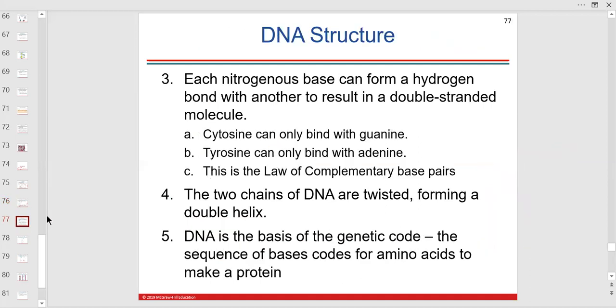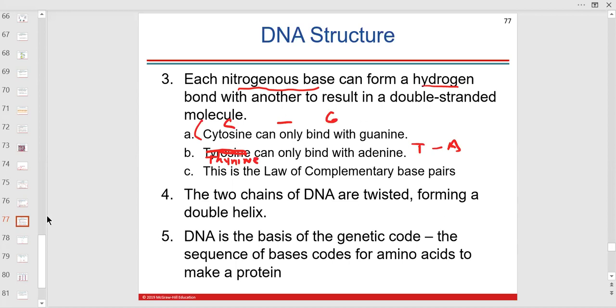Okay, so the nitrogenous bases have a hydrogen bond between the other base. So C to G, and A to T, T to A. But guess what? There's a little bit of a mistake here, right? This is thymine. Tyrosine is an amino acid. That's not correct there. Correct. So if you saw that.